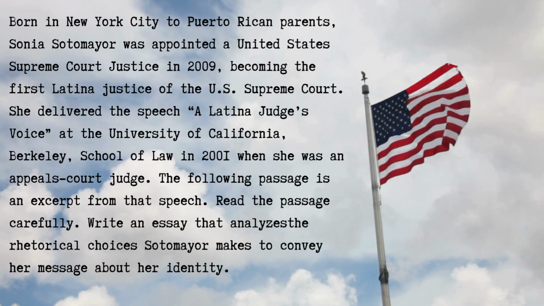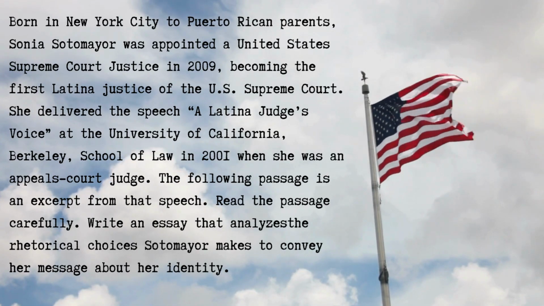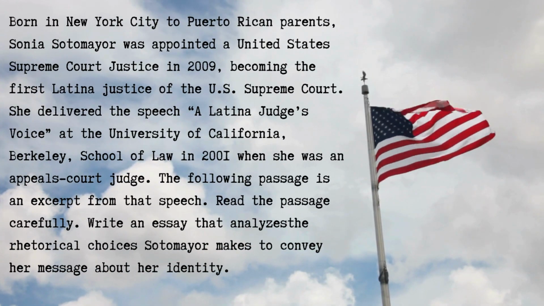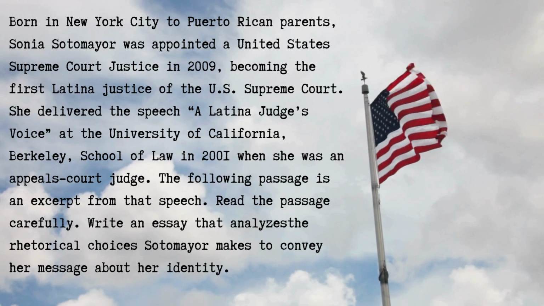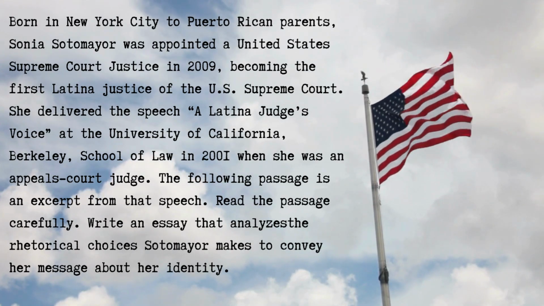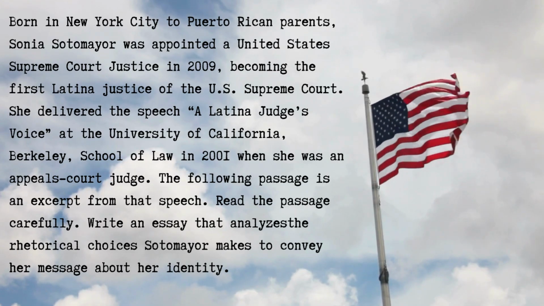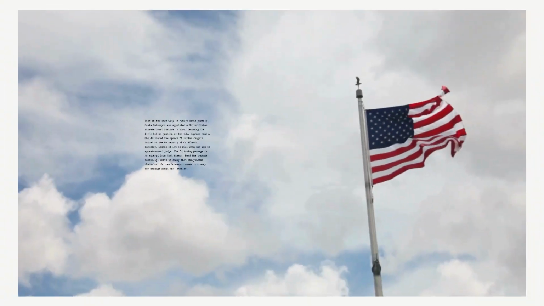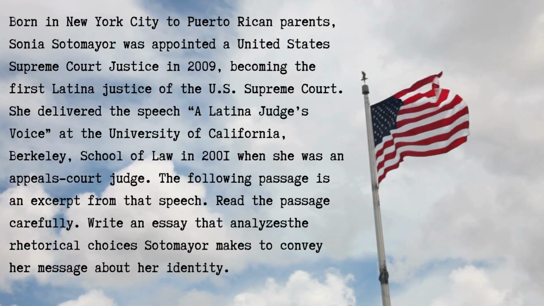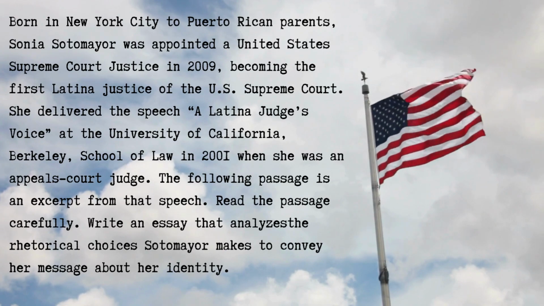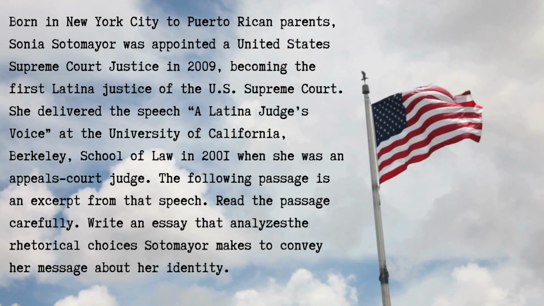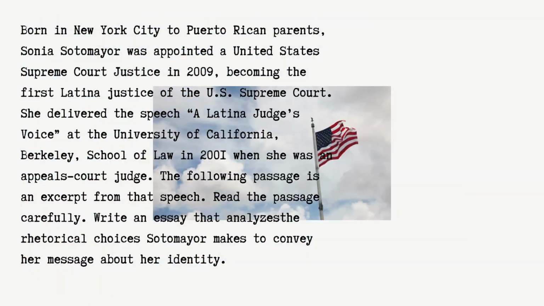Read the passage carefully. Write an essay that analyzes the rhetorical choices Sotomayor makes to convey her message about her identity. So we know from the prompt already, when they say her identity, that one of the main rhetorical devices that we're going to have to focus on is ethos, right? She's probably going to spend quite a bit of time constructing her ethos in this speech. So you got to learn how to read prompts and get a sense of what your thesis is most likely going to be from the prompt.